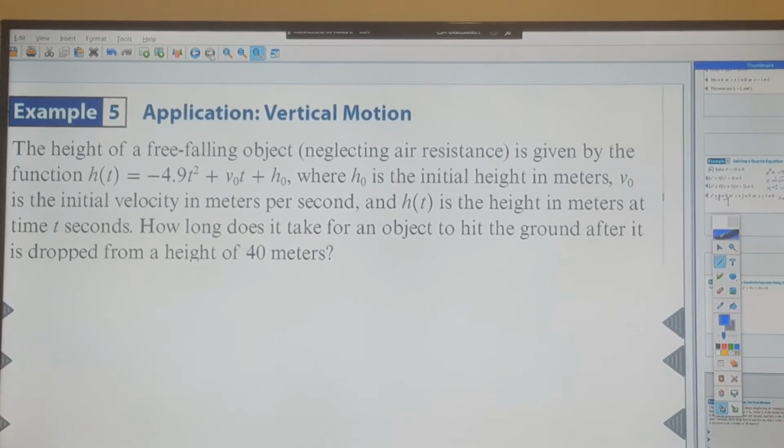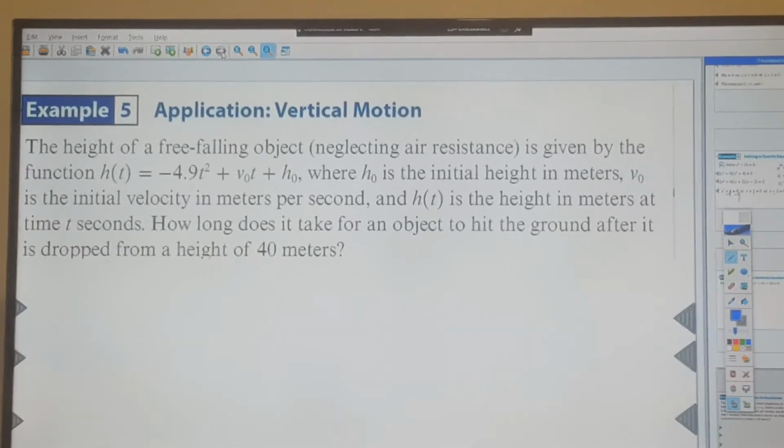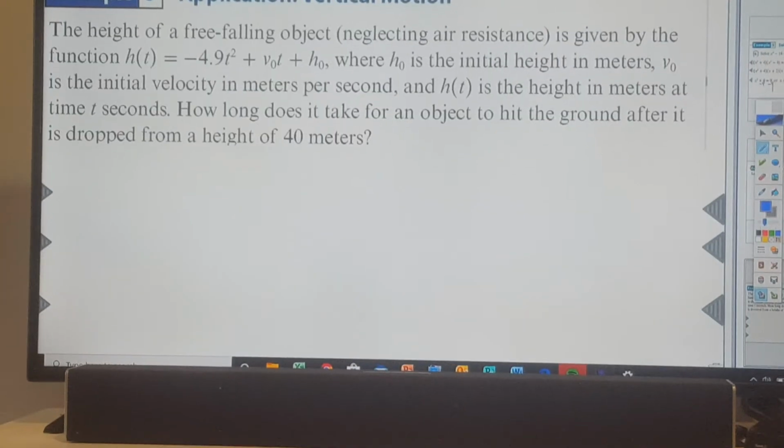All right, here's a question. How long does it take for an object to hit the ground after it is dropped from a height of 40 meters? Okay, now we're looking at this problem. Ask yourself this, what is that 40? Where does that go? That's a variable. Okay, dropped from a height of 40.